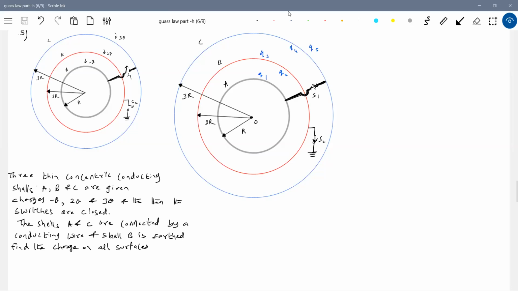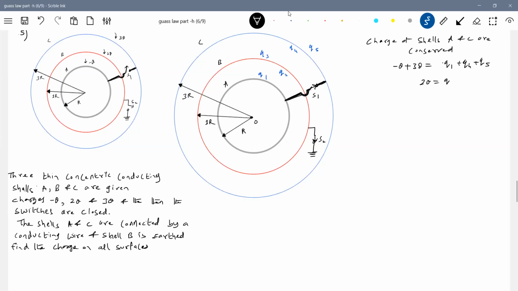The charge of shells A and C is conserved. So what was the charge given? Minus Q plus 3Q. So the final charge will be Q1 plus Q4 plus Q5. So this should become 2Q equal to Q1 plus Q4 plus Q5.